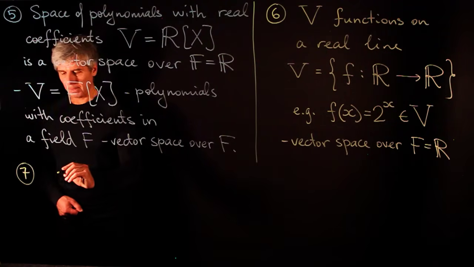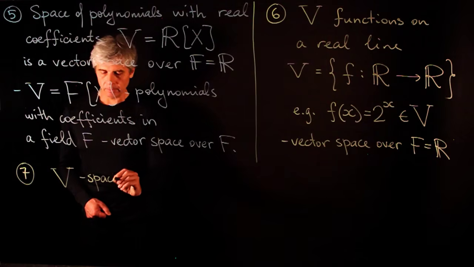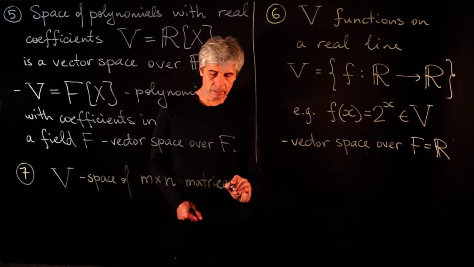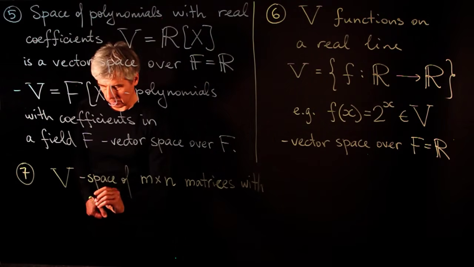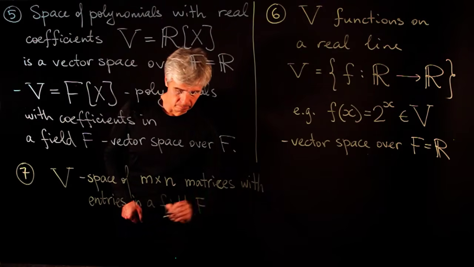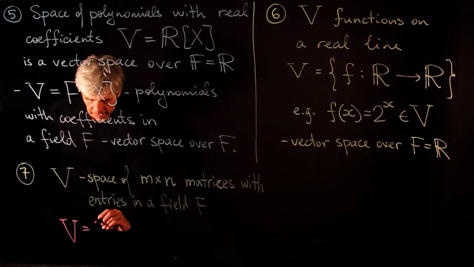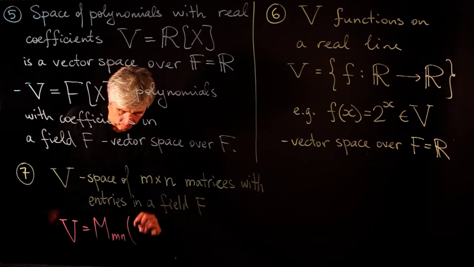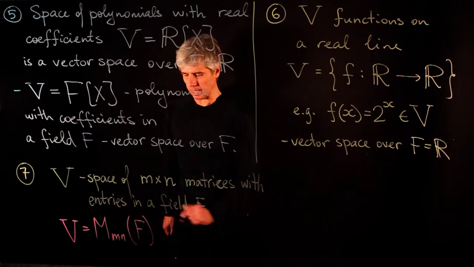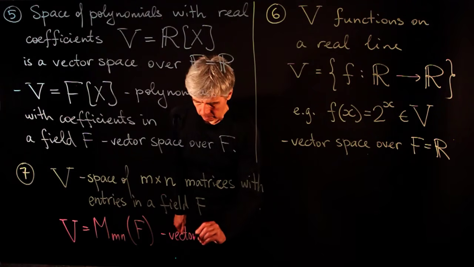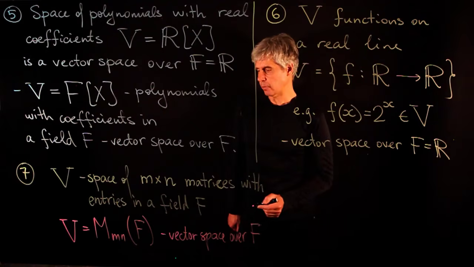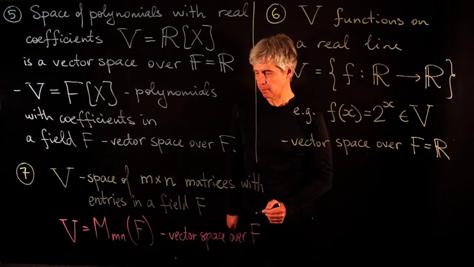The next example is closer to linear algebra. So here we have V to be the space of M by N matrices with entries in a field F. So this vector space is denoted as Mmn of F. So the elements of this vector space, or the vectors, are M by N matrices with entries in F. And this is a vector space over F. So the point here is that we can add matrices and we can multiply matrices by scalars.